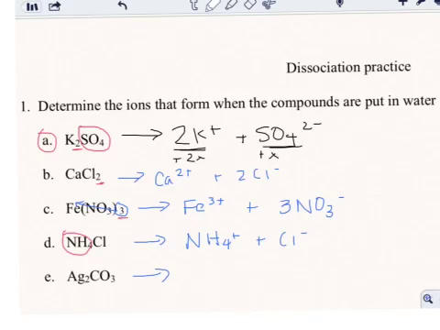The last one here is silver. Silver, again, has a plus charge because there's that subscript. We have 2 of them, and then we form 1 carbonate ion.